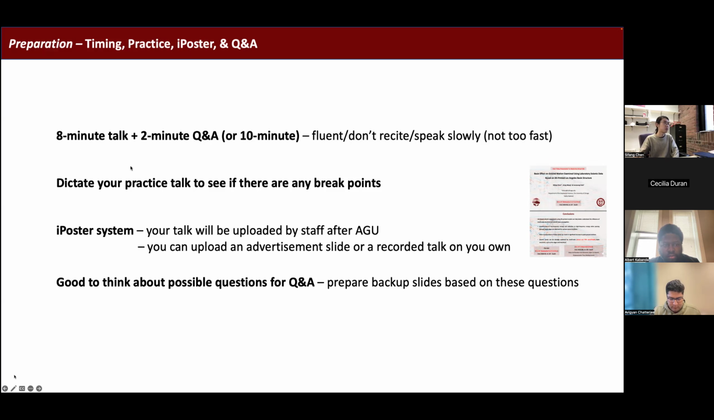And I think the final point I want to make today is that you should try to think about some possible questions for Q&A before you really give the poster or oral presentations. It will help you to prepare some backup slides based on the questions as well. And thinking about these possible questions can also make you more prepared for the Q&A session, which can be the most nerve-racking part during a real presentation, I feel like.